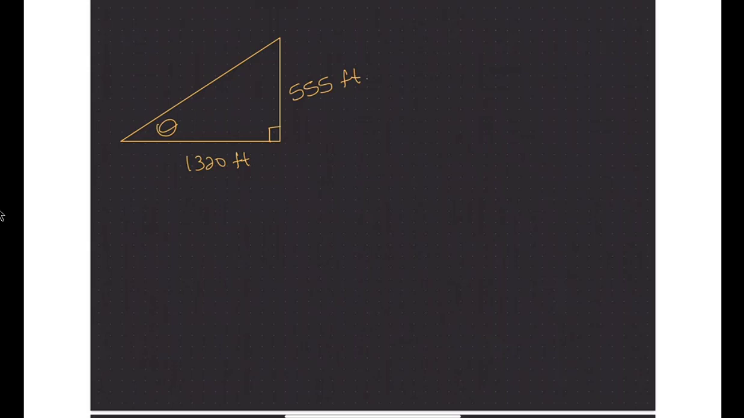So now instead of finding my side, they want us to find our angle. So again, we got to go from our angle. They gave us opposite and they gave us adjacent, so we're going to do the tangent. Tangent of theta is opposite over adjacent. So for us, the tangent of theta, because we don't know what it is, equals opposite 555 over adjacent 1,320.